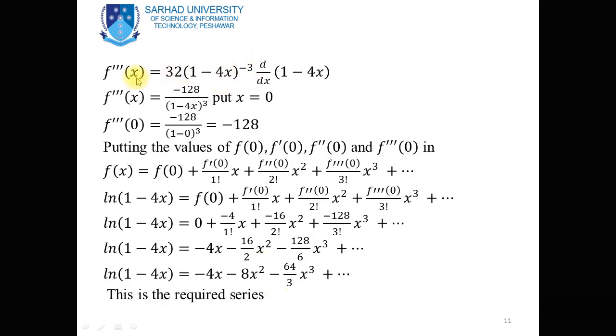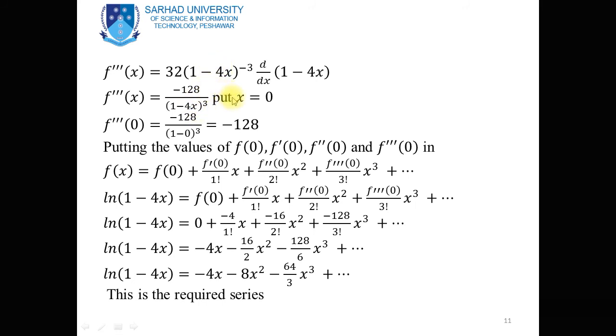So the third order derivative of the function is equal to 32 into (1 minus 4x) whole power minus 3, and further derivative of the base. The derivative of the base is actually the derivative of 1 is 0, and the derivative of 4x with respect to x is equal to minus 4. So multiplying this minus 4 with the 32, we obtain minus 128 divided by (1 minus 4x) whole power 3.